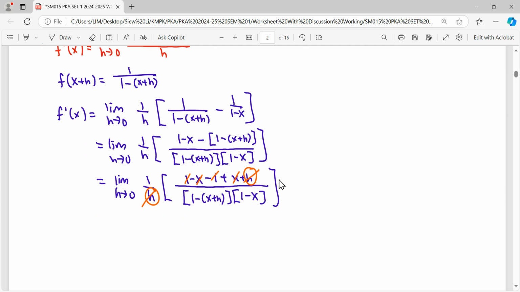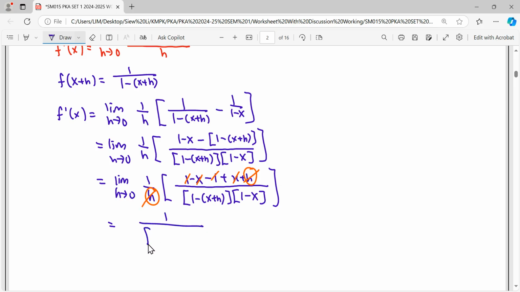So your function no longer is indeterminate. Now you can evaluate this limit. Substitute h equals 0. Therefore, you will get this.